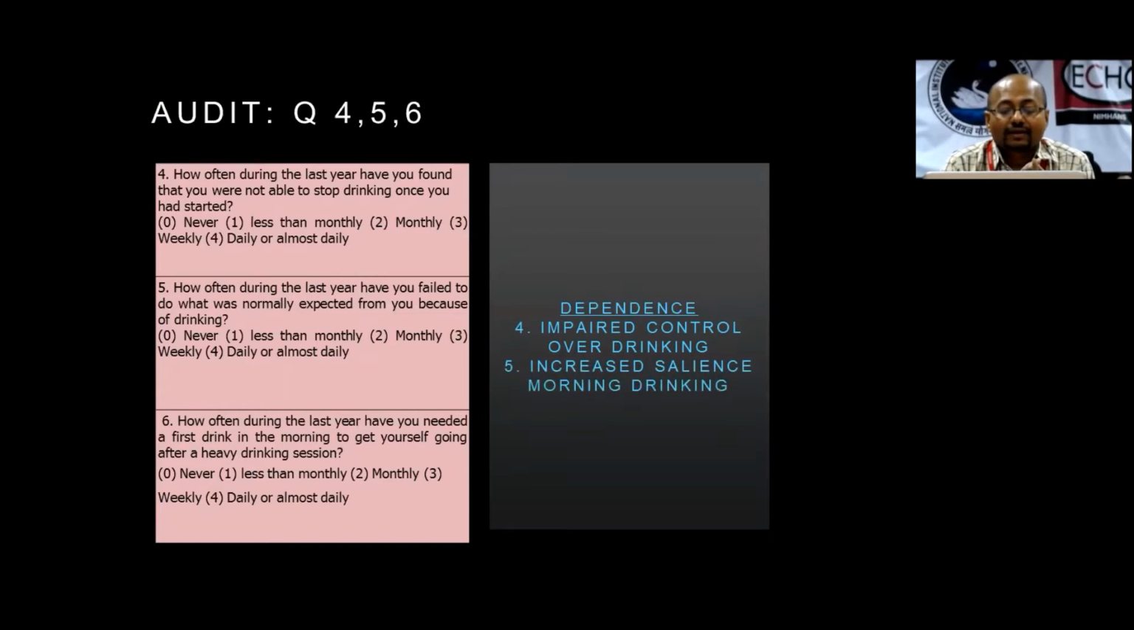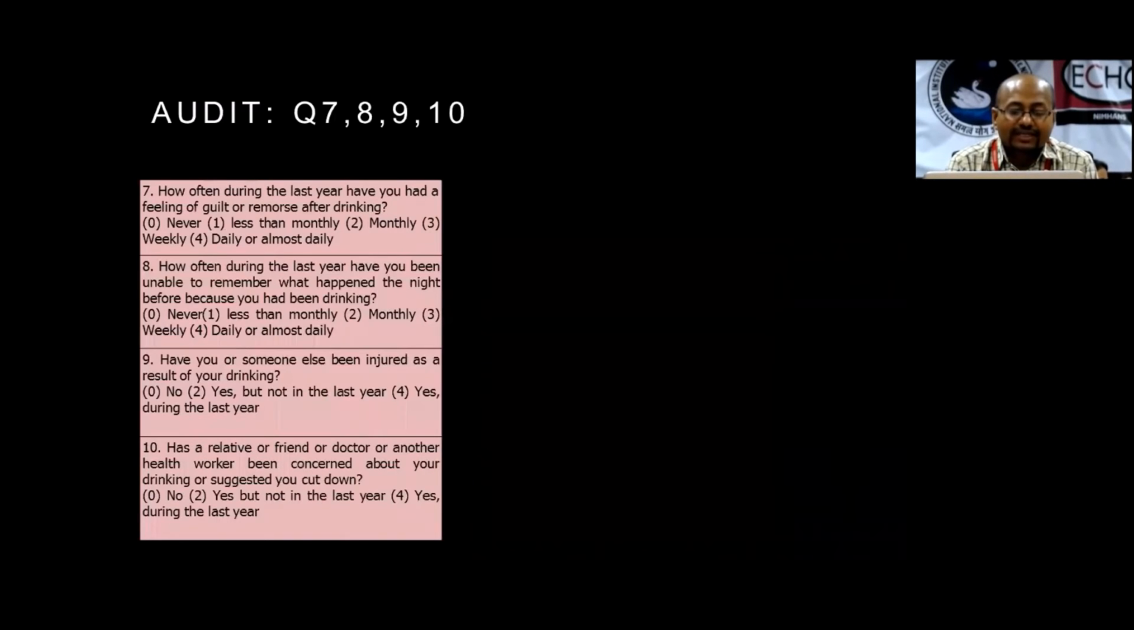Third is morning drinking. So these 3 questions pick up the dependence or severity of addiction. Coming to the last set of questions, 7, 8, 9, 10. First is about guilt: do you have guilt anytime in the last 1 year? How often are you not able to remember? There is blackout, where you are not able to remember what you have done last night after a drink.